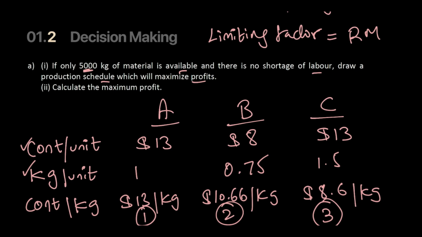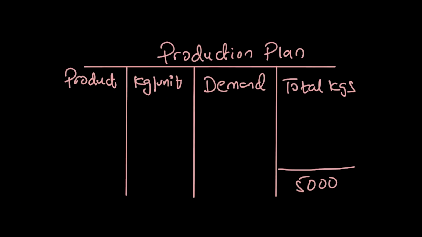Now that you have figured this out, you can draw your production plan. Let's draw the production plan together. You are supposed to draw a production plan that should be like this: the product in this column, kg per unit, the demand and total kgs. And remember, the total has to be 5,000 kgs.